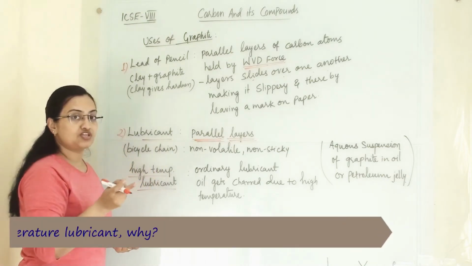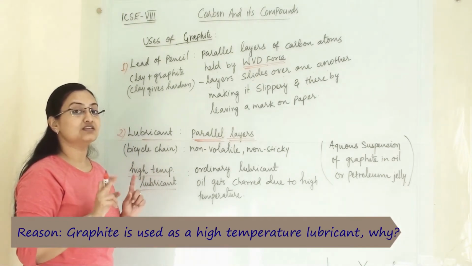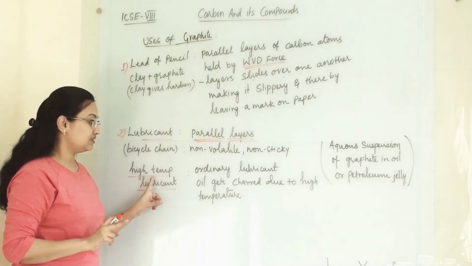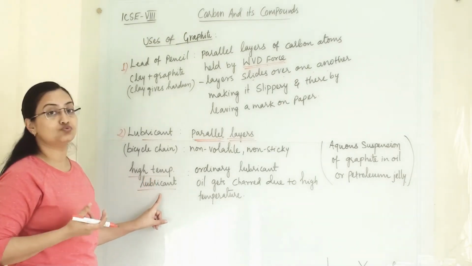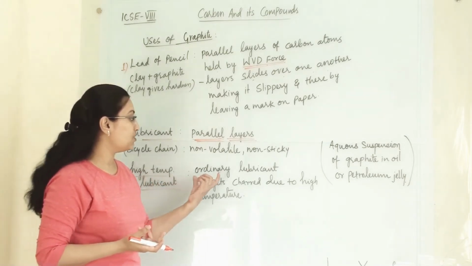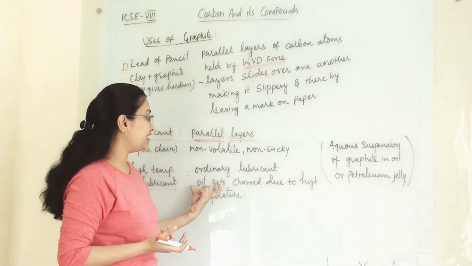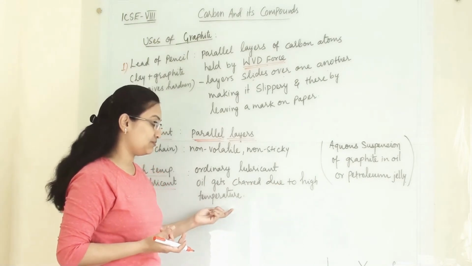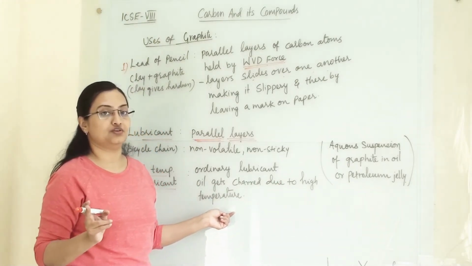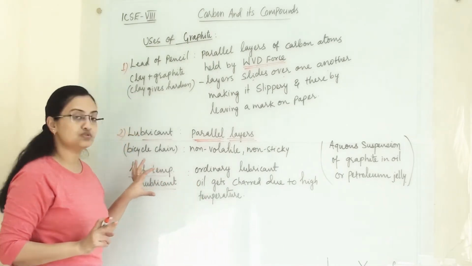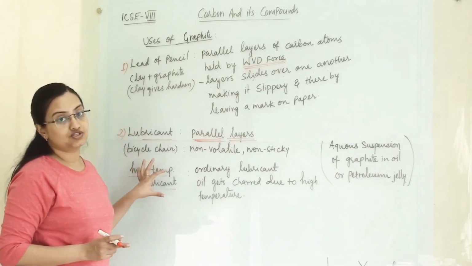In simple machines it is used as a lubricant, and it is also used in machinery where high temperature is involved. Why? Because ordinary lubricant oil will get charred due to high temperature, whereas graphite will withstand high temperature. So that's why it is used as a high temperature lubricant.